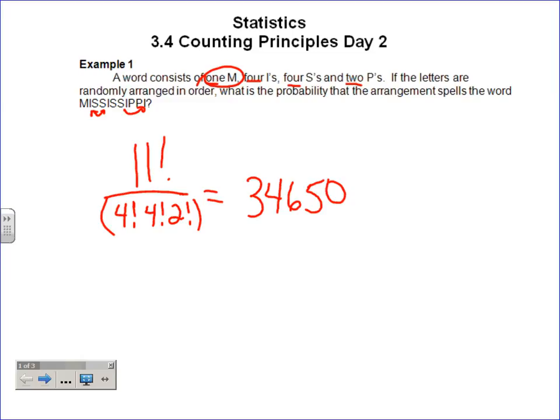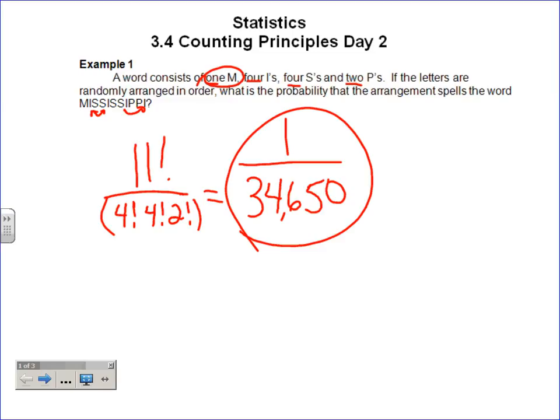And how many ways can we get what we actually want? 1. So is that very probable? No. All right. Yeah, it's out there a ways. That's one that you'd probably want to leave as a fraction. Okay. Yeah, so it's not good.